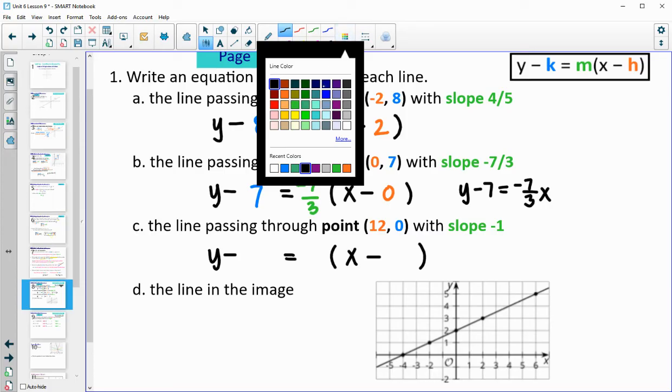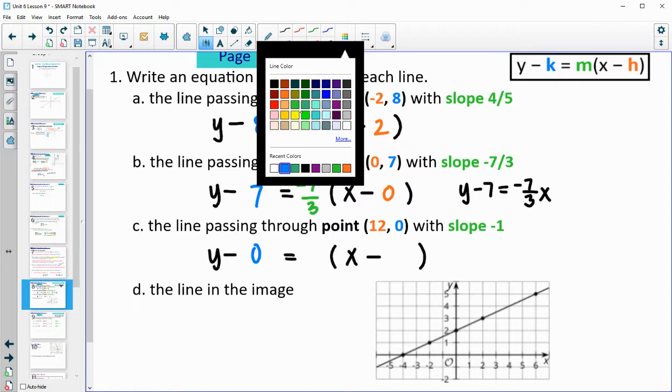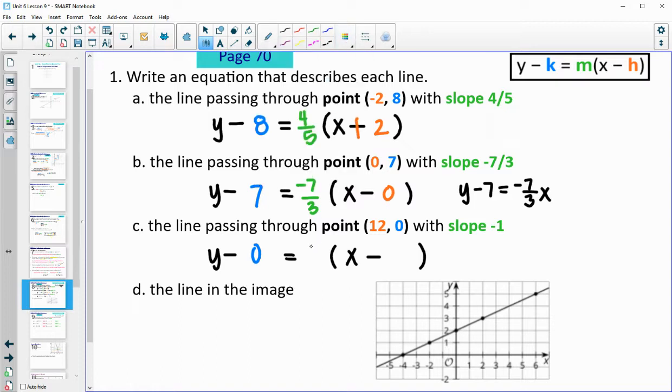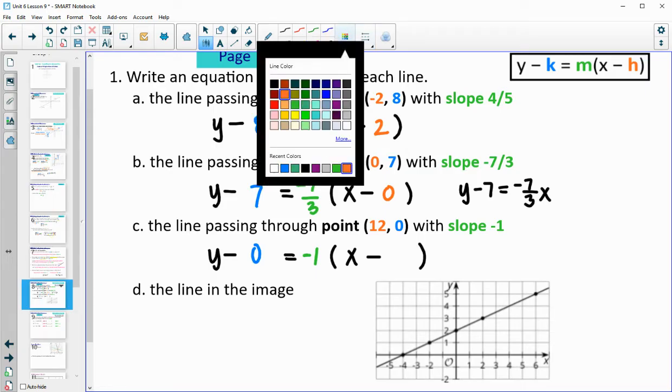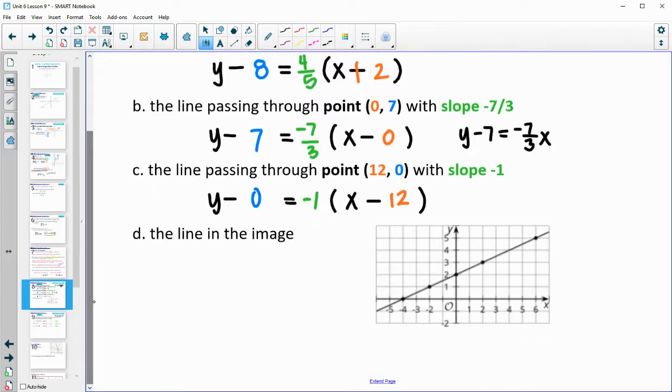Next one, y minus the y coordinate. So y minus 0 equals the slope, which is -1, times x minus the x coordinate, which is 12. And now for this one, you could do y minus 0 as y, so you could just rewrite this as y equals, and you don't even have to put the 1 here. You could just do negative x minus 12. But it is kind of nice to have the 1 there so you remember that the slope is -1.